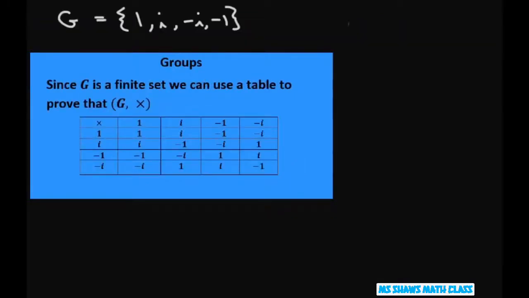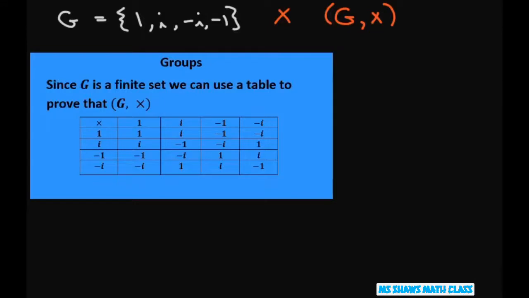So, for example, we have this set here. G is 1, i, negative i, and negative 1. And so I did a Cayley table and multiplied this. We're using the binary operation multiplication. So G times G. All right. So we have to satisfy those four conditions.